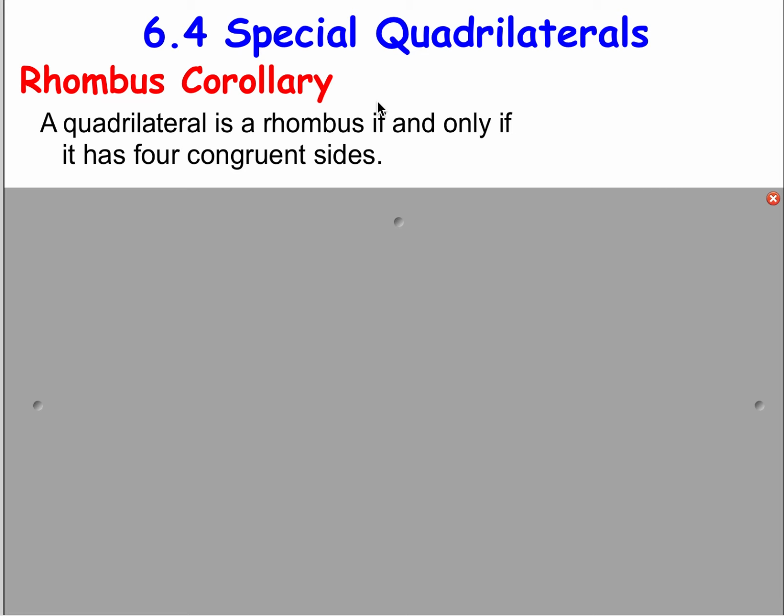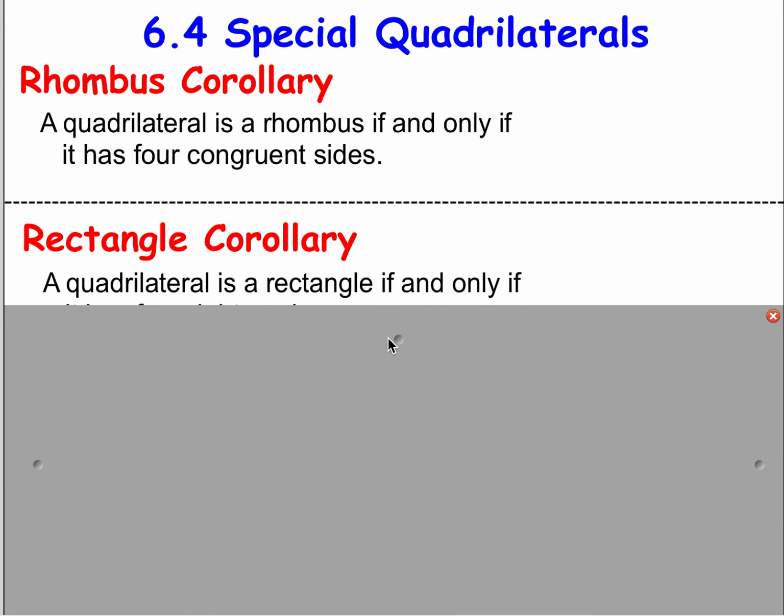So there are some corollaries here, meaning this is basically the word definition for what these special quadrilaterals are. A quadrilateral is a rhombus if and only if it has four congruent sides. So a rhombus is a rhombus if and only if it has four congruent sides. And we can say something similar about a rectangle.